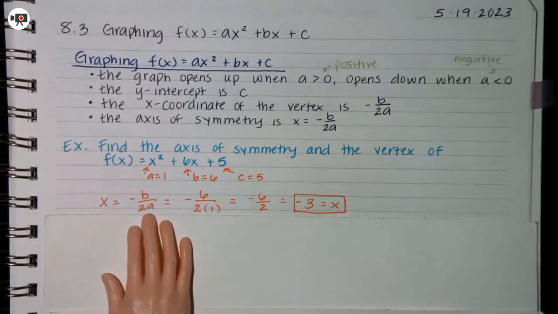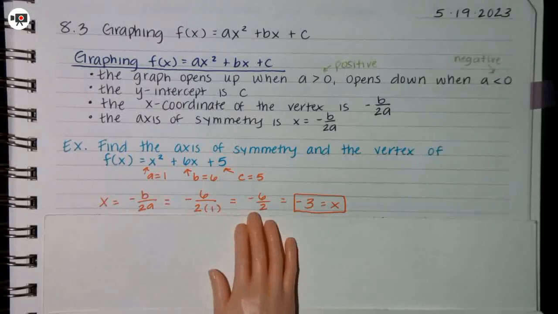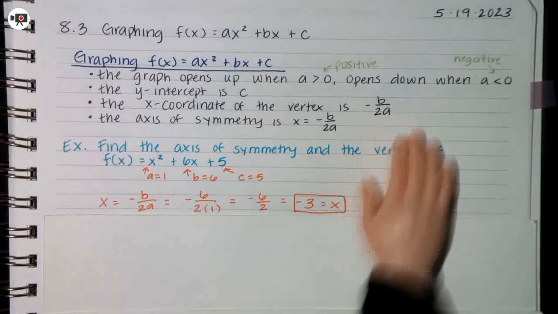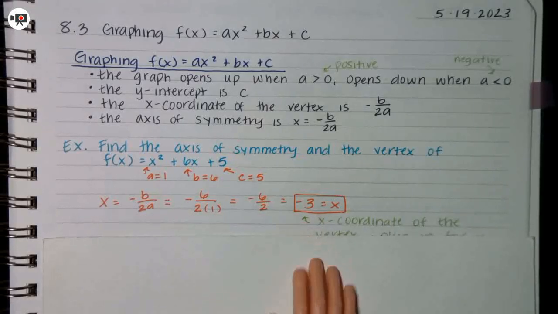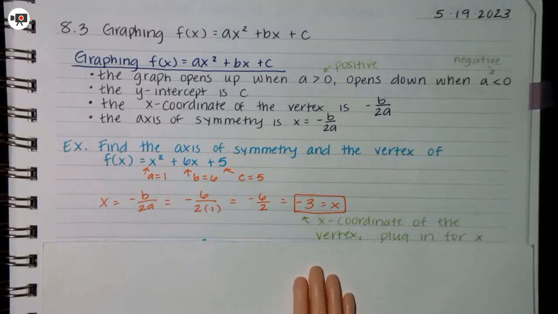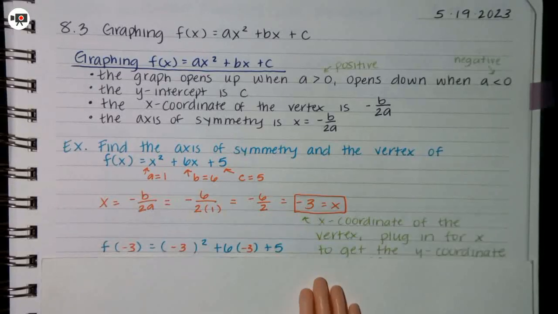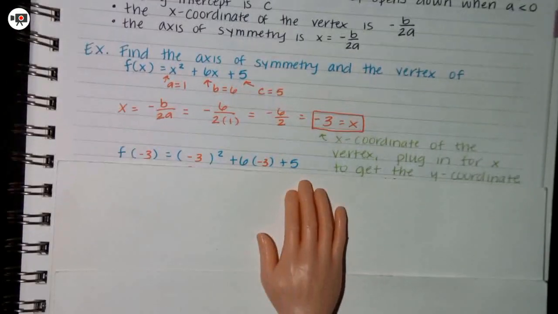And so if I use negative b over 2a, that's negative 6 over 2 times 1, which is negative 6 over 2, which is negative 3. And these are the same, so the axis of symmetry is the line x equals negative 3. This is also the x-coordinate of the vertex, so I'm going to take this negative 3 and plug it in for x, and then I'm going to get the y value of that vertex.